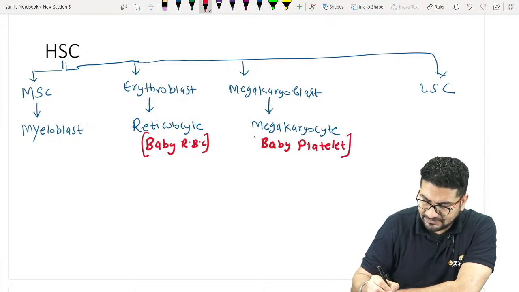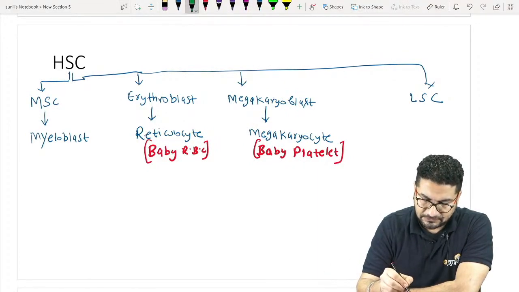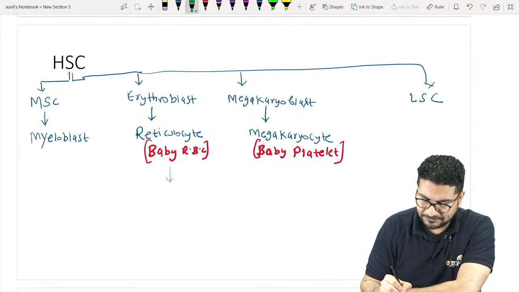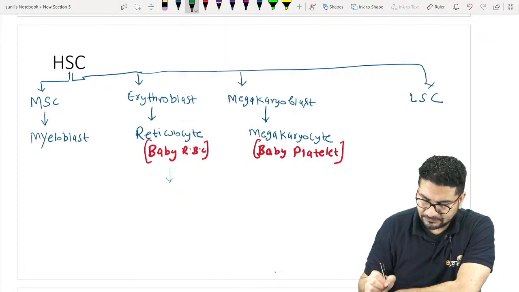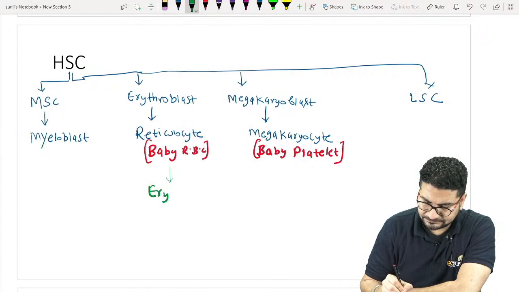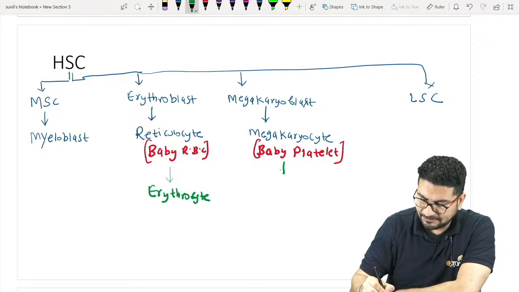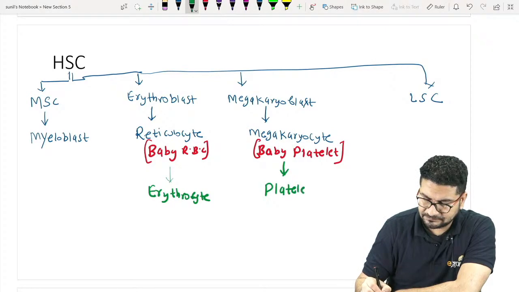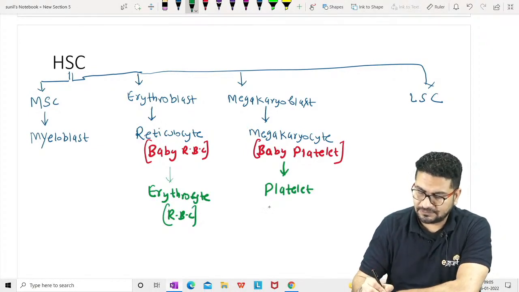Now these babies will eventually grow. So understand, reticulocyte will produce your erythrocyte, and the baby platelet, megakaryocyte, will produce mature platelet. As you know, erythrocytes are also called RBC, and platelets are also called thrombocytes.